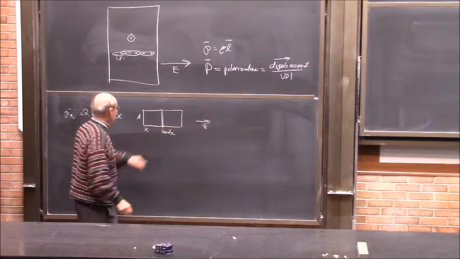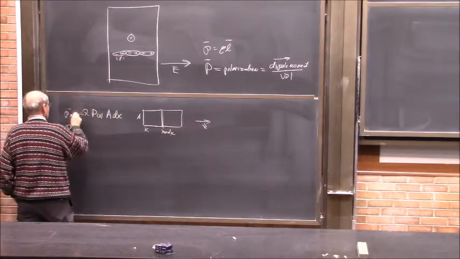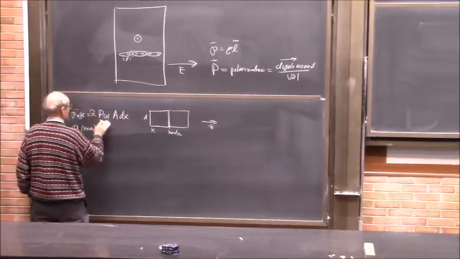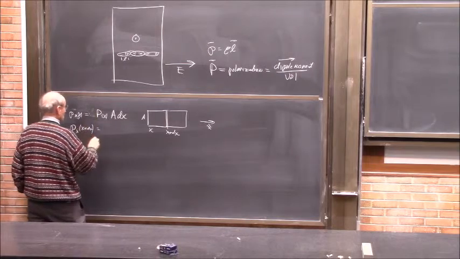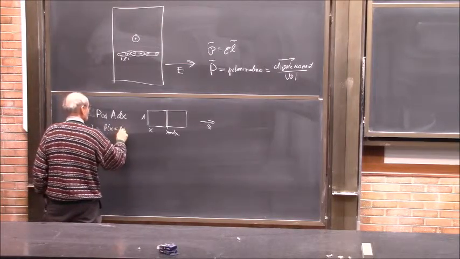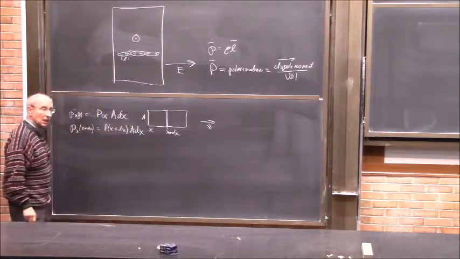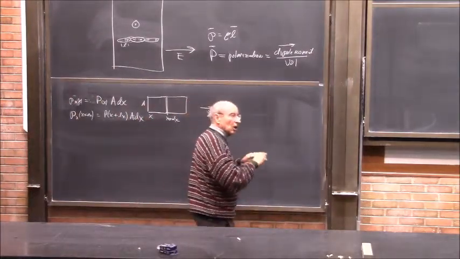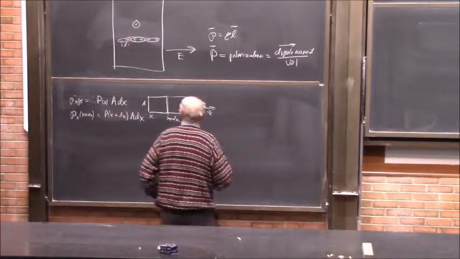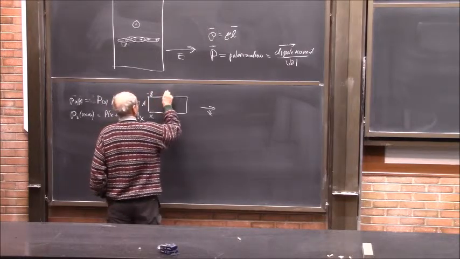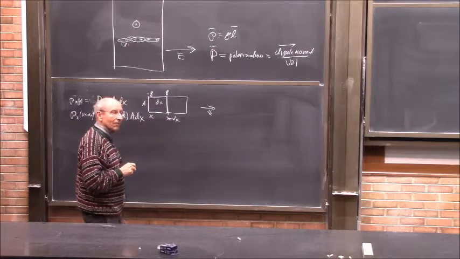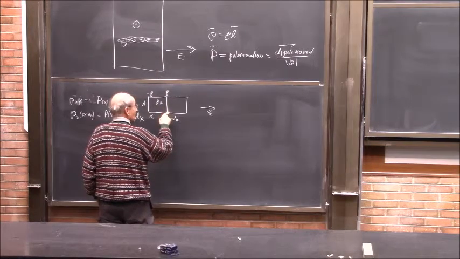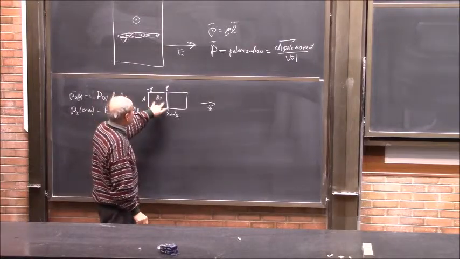Now the dipole moment in this box of x plus dx is, so I'm going to just do the x direction, so I'm going to forget the vectors for the moment, will be P of x plus dx times A dx. Okay? Now, the dipole is the charge times the separation of the charges. And so you get a minus q here, a q here, and this distance is dx. And so the charge that is occurring on this face is equal to the dipole in this region.